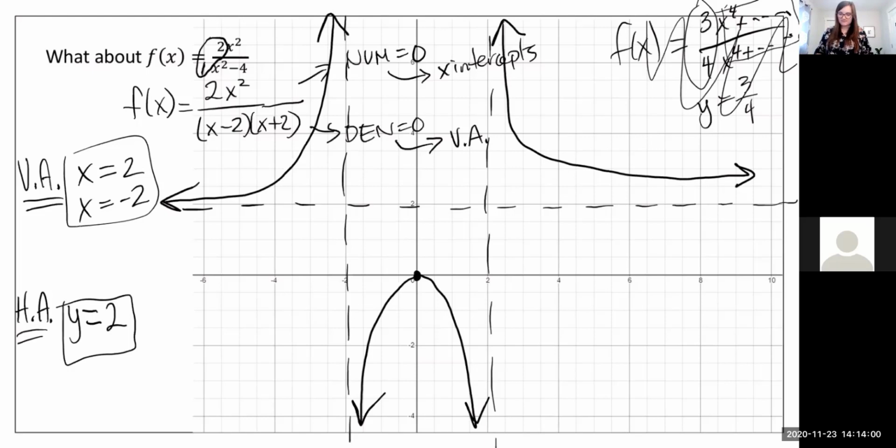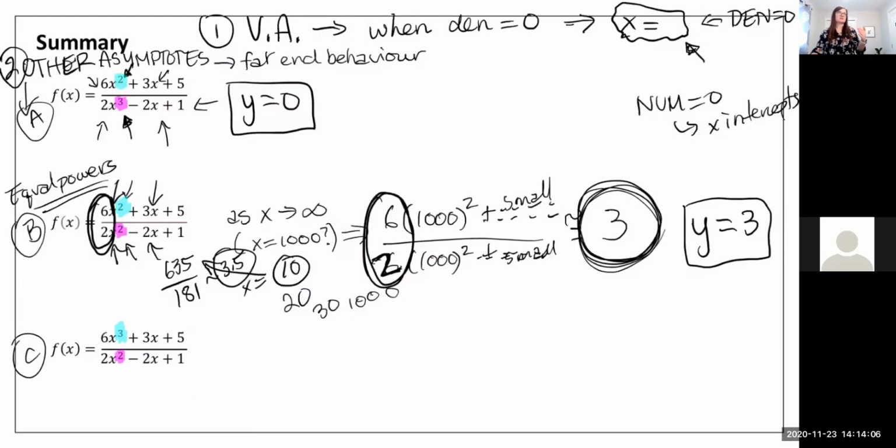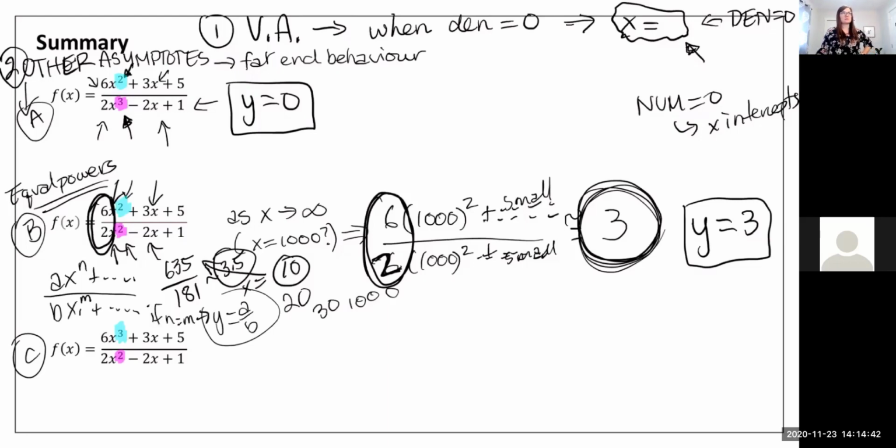So far we've done the first two. If the denominator is a bigger power, you get y equals 0. If they're the same powers or degrees, it's going to go to the ratio of the leading coefficients. So in general, if you had a and b, it would go to y equals a over b for the same power. There's a formal definition, but it essentially says this: if n equals m, then your asymptote is going to be y equals a over b.